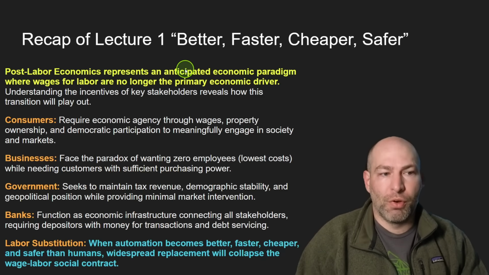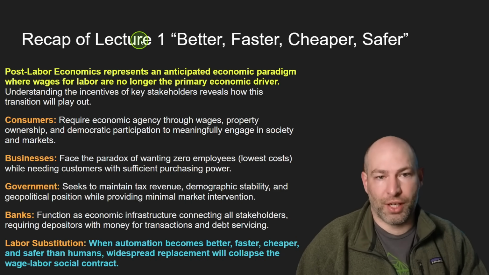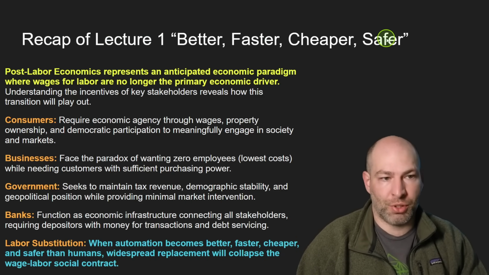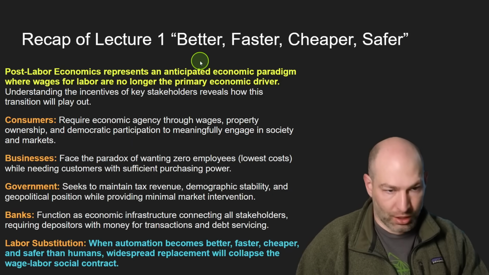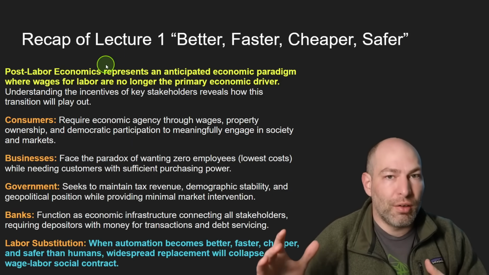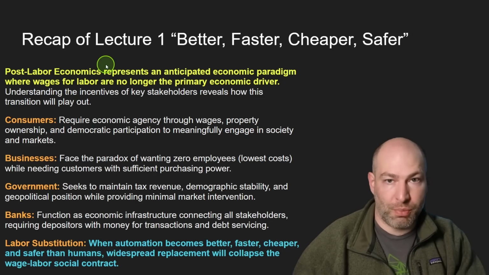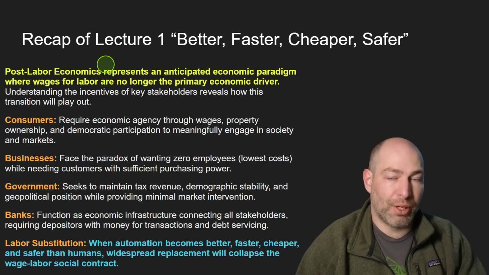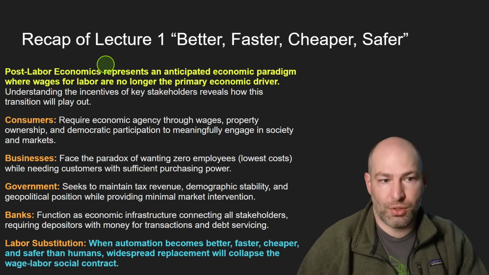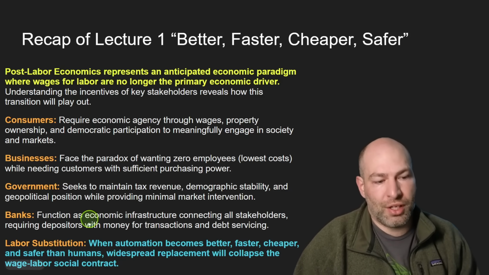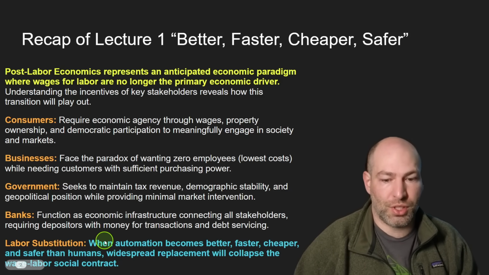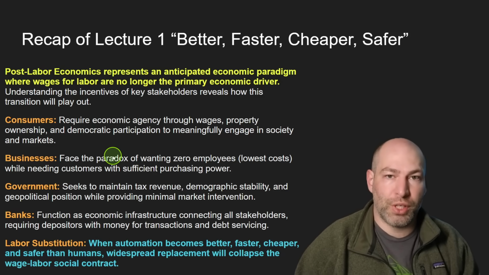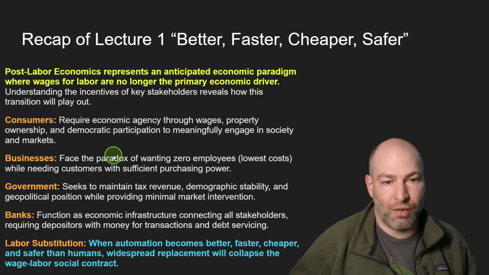So, before we dive in, let's do a recap of lecture 1, which was better, faster, cheaper, safer. TLDR, once machines are better, faster, cheaper, and safer than humans, it becomes economically inevitable that labor substitution happens. And once we established what labor substitution is and why it would happen, we examined the economy from the 4 primary pillars of economic participants.